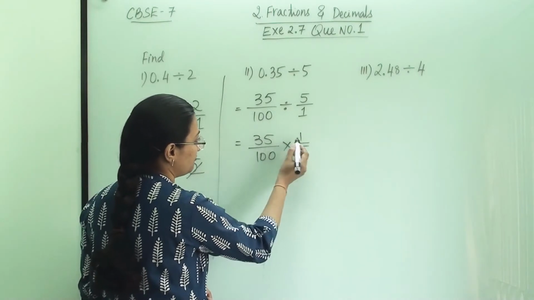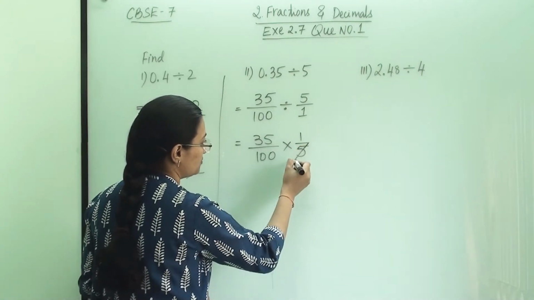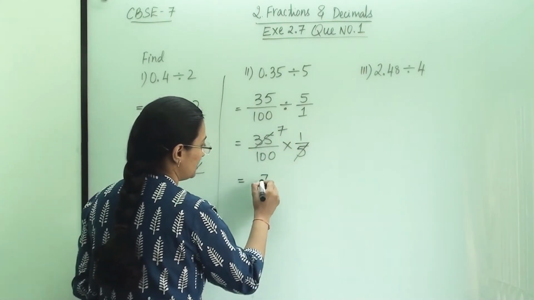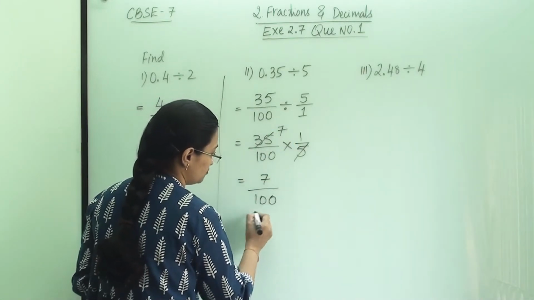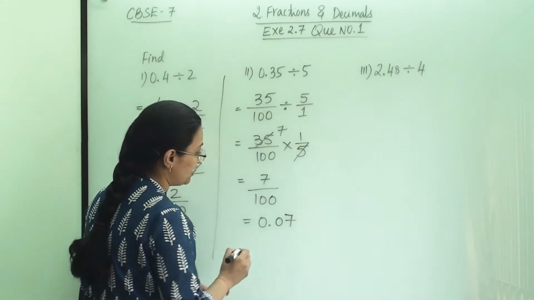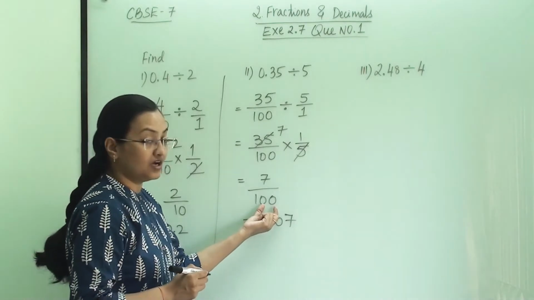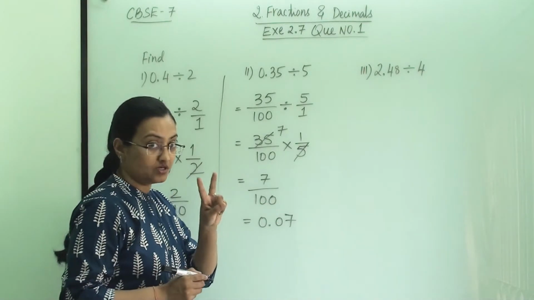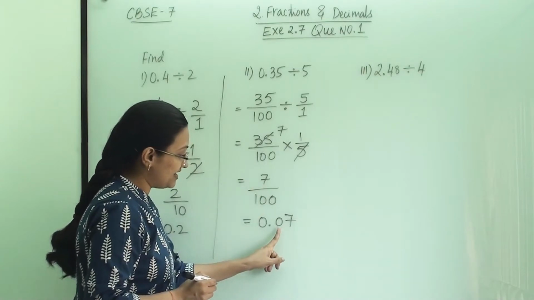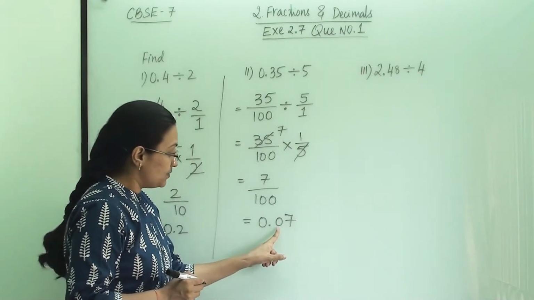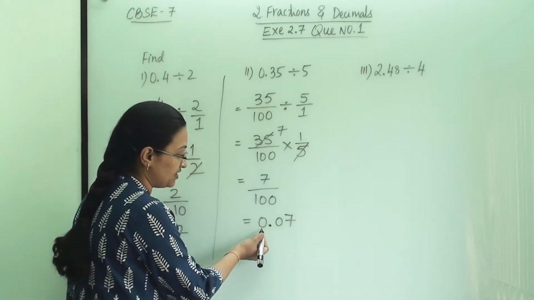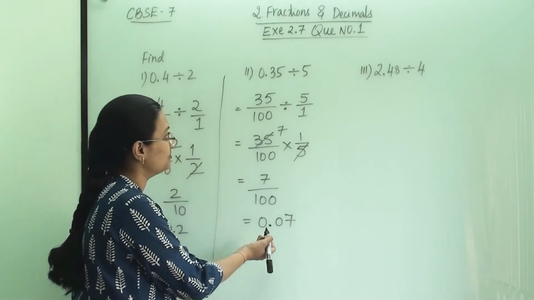Now let us check if we can reduce anything here. So 5 sevens are 35. So 7 in the numerator and 100 in the denominator. So the answer is going to be 0.07. How have we done that? In the denominator 100 is there, so we have to cut 2 places. Since here only one number is there, we have added a 0 so that we can put the decimal point here. And before the decimal point we have written 0.